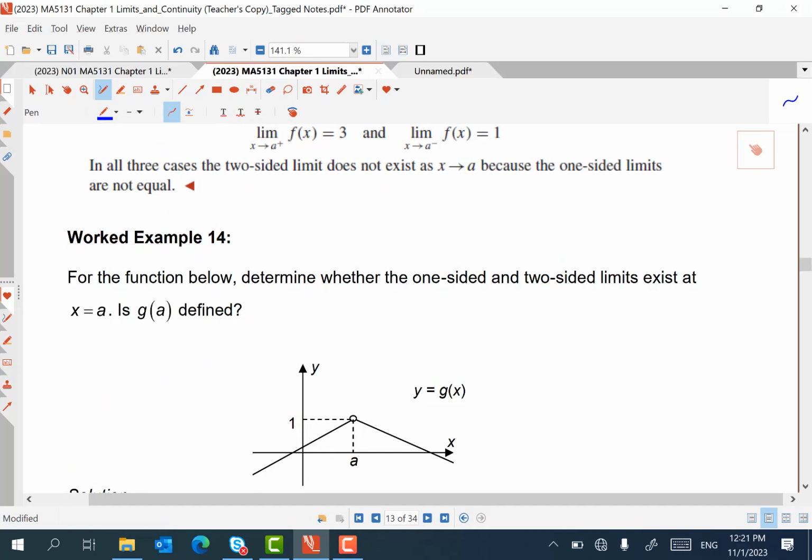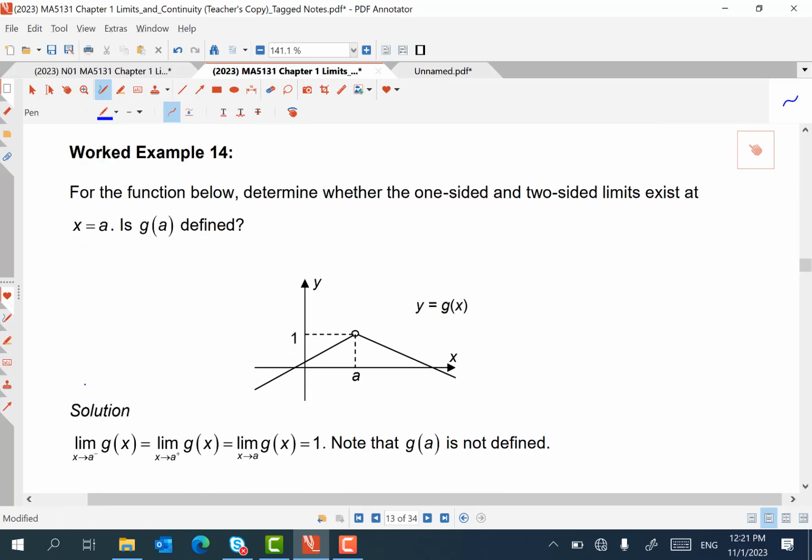Let's say together. Question 14, class. What is the left limit equal to? Can you echo back? The left limit at x equals a? The right limit at x equals a? Is the function defined there? No. So this is another instance of a different scenario.